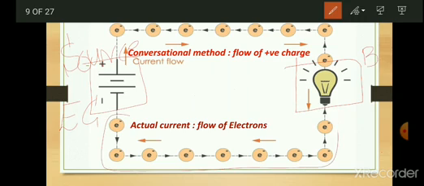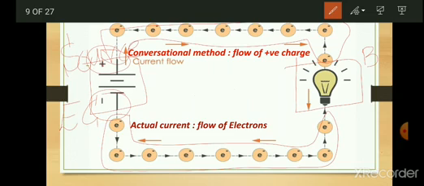When the wire is connected to the negative terminal as well as the positive terminal of the battery, the electrons start moving in a uniform direction toward the positive charge. We discuss the concept of electric current based on the flow of the electrons, but initially this concept was a little bit changed. That is called the conventional method.